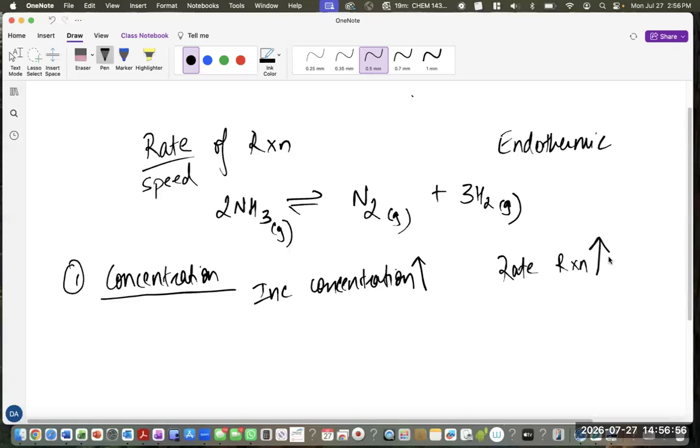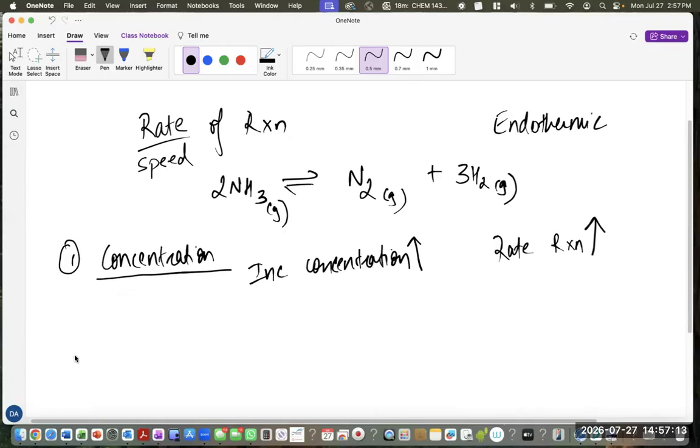Okay, so if you were to add more ammonia, the concentration of ammonia will go up, and that will increase the rate of the reaction because there will be more collisions of one ammonia molecule with another one because now they can find each other more easily. Okay, so again, by rate of reaction, we mean how fast the reaction is going to go, and that will depend on how easily a molecule can find another molecule.